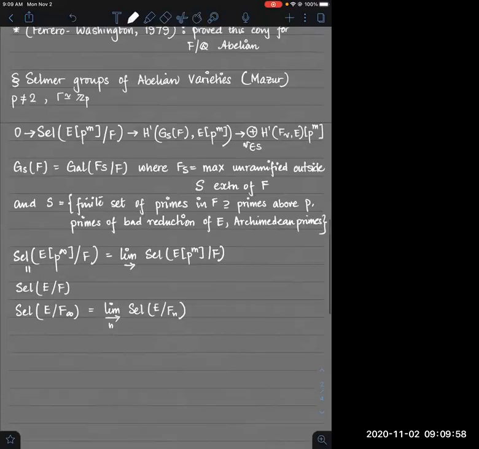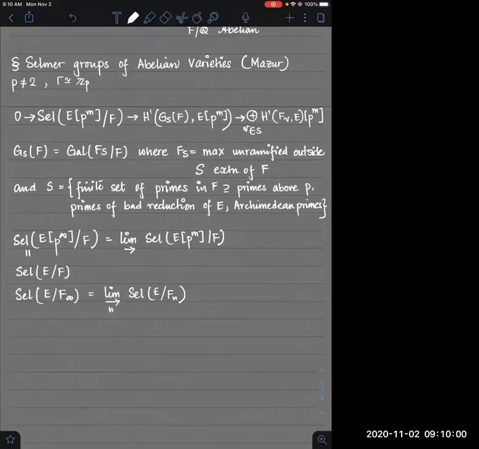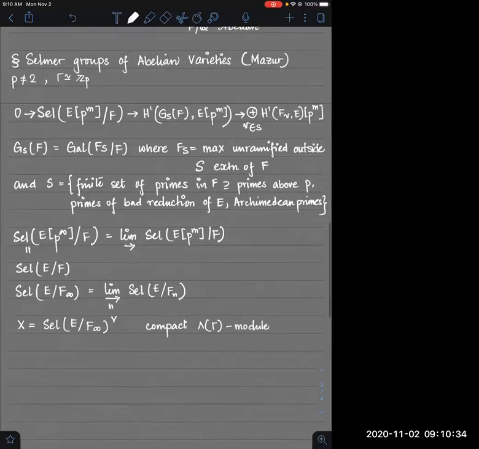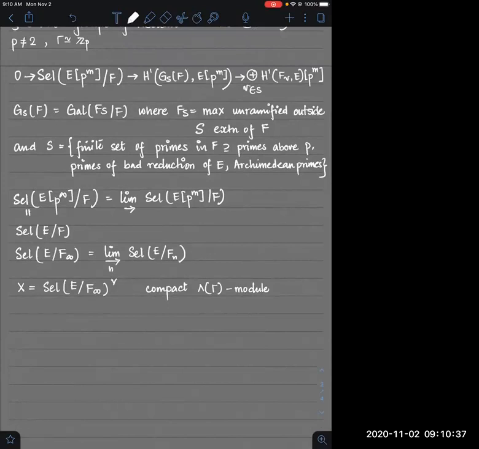So another technical thing that we have to do in Iwasawa theory is we don't always just look at this discrete module, the discrete Selmer group. We have to take its Pontryagin dual, which we often call X, is the Pontryagin dual. This makes the module that I'm interested in a compact Lambda(Gamma) module. And okay, so maybe I should write down.